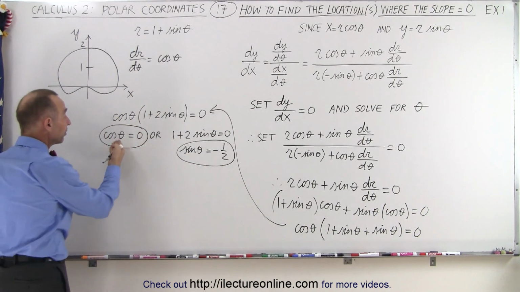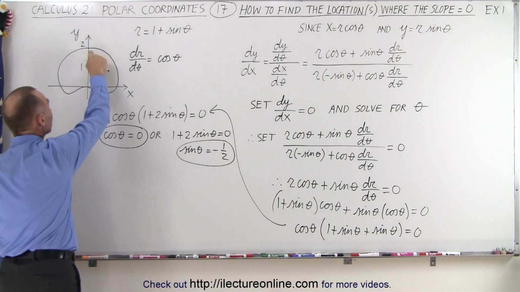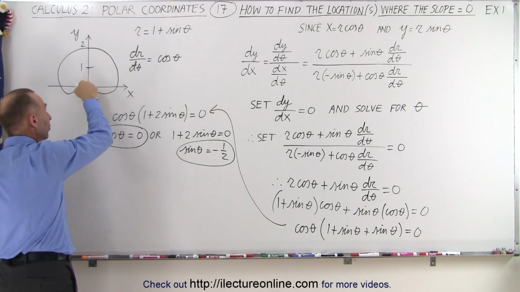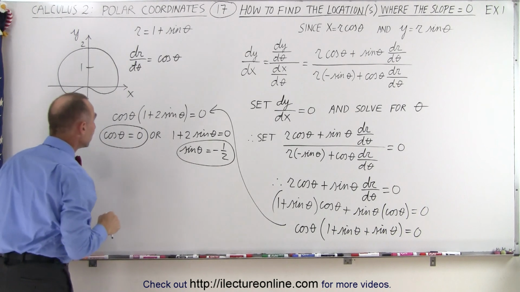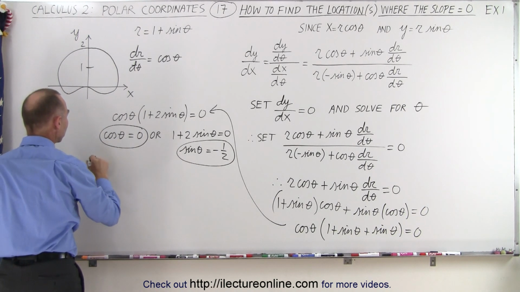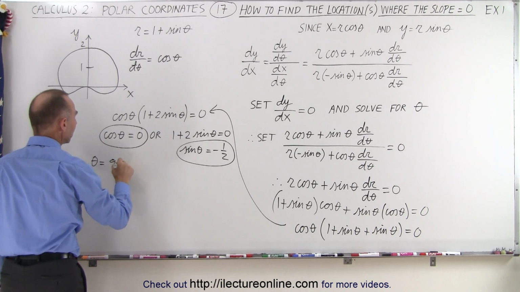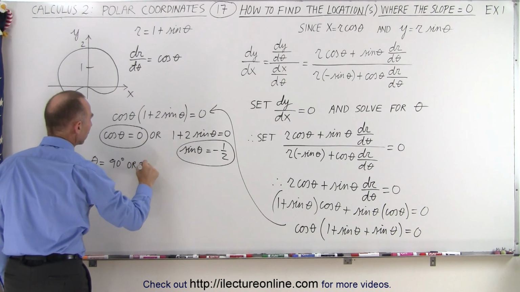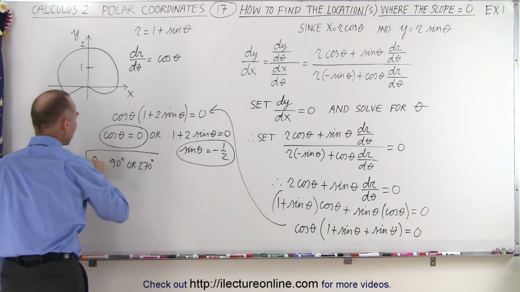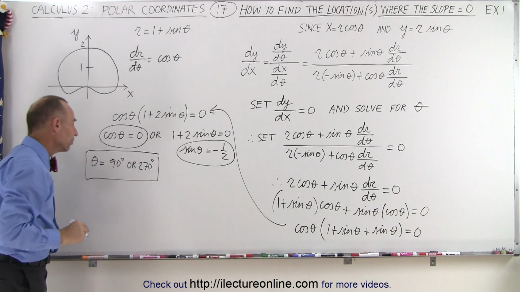Well, the cosine of theta equals 0 at 90 degrees and at 270 degrees. So yes, we confirm that here the slope will indeed be 0. So we can say that theta, therefore, must equal 90 degrees or 270 degrees. So that came out of this portion of the equation.